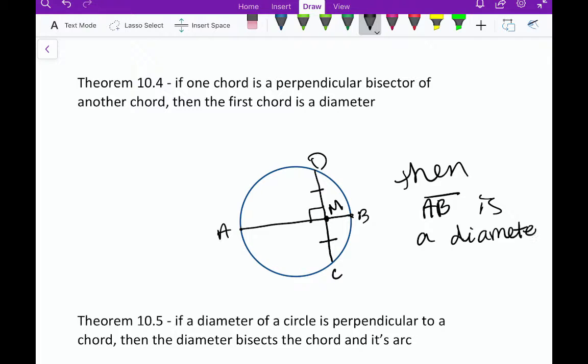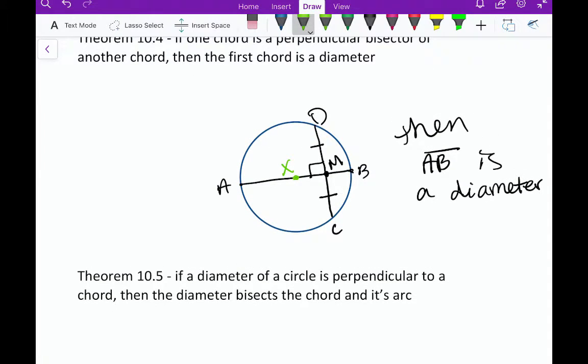Notice that it says a diameter and not the diameter, because there are many ways that we could draw the diameter of this circle. Now, if that is the diameter, which it is because it's a perpendicular bisector, then we know that somewhere on the diameter is the center of the circle. We'll call that X. So if a chord is a perpendicular bisector of another, which again means that MD is congruent to CM, then AB is the diameter.